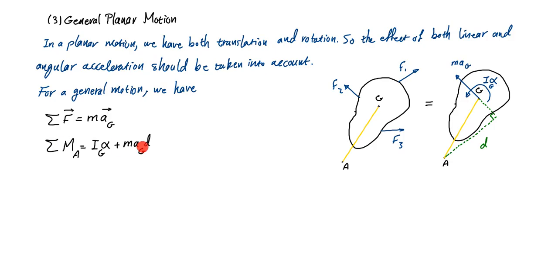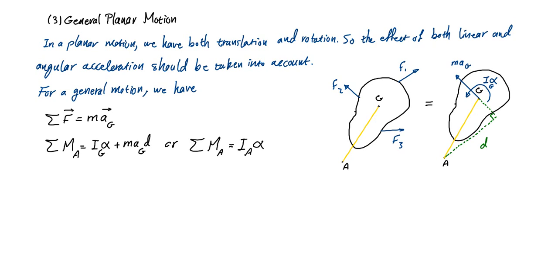Now this one is pretty much the same thing we had for rotation over a fixed axis. You see this extra term here? It appears because we are considering the mass moment of inertia about the center of gravity. The equivalent of this equation is the summation of all the moments around point A, or net moment about point A, equal to I_A, the mass moment of inertia about point A, times alpha. Fix that: angular acceleration.